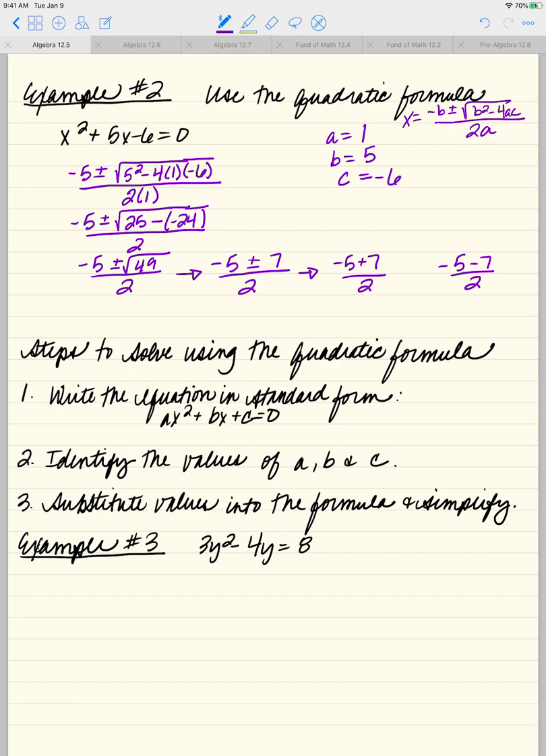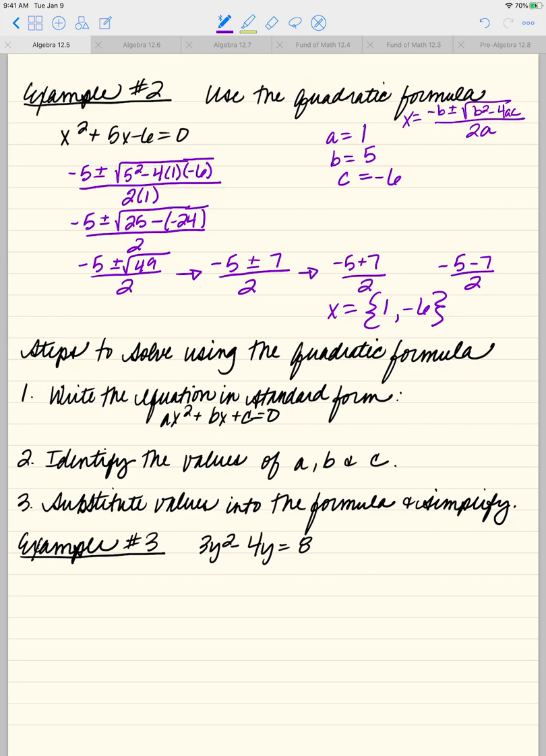So negative 5 plus 7 is 2, over 2 is 1. And negative 5 minus 7, that's negative 14 over 2 is negative 7. So our solution set for x is not 7, because negative 5 minus 7 is negative 12, and negative 12 divided by 2 is negative 6. Okay, there we go. 1 and negative 6. So there is our solution set for x using the quadratic formula.